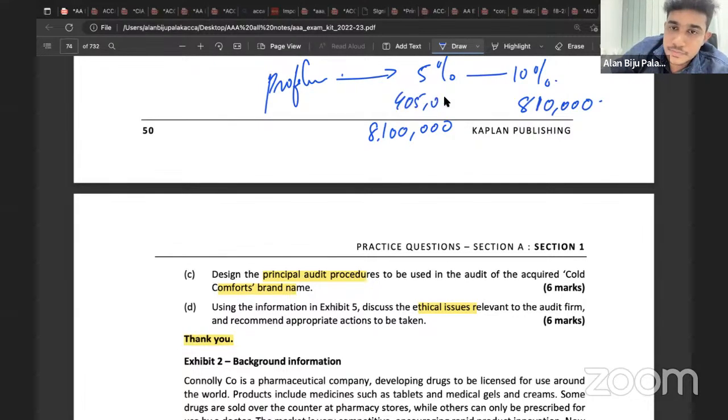4 lakh 5,000. Okay. So do we need to consider taking the lower limit or upper limit here? Lower limit or upper limit? Upper limit. Closed. Upper limit.